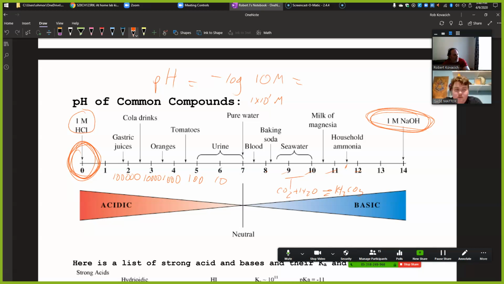Okay, great. So I've got 1 times 10 to the first. I take the log of that. So the log of 10 gives me what? 1. And then I multiply it by -1, and what's my answer? -1. So you can have pH -1.